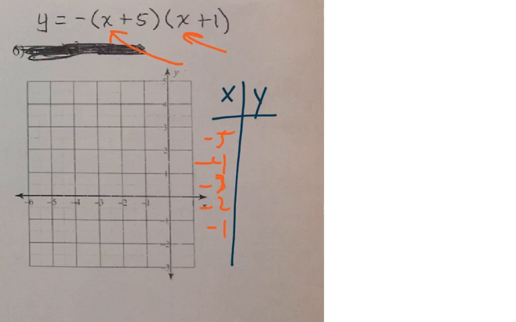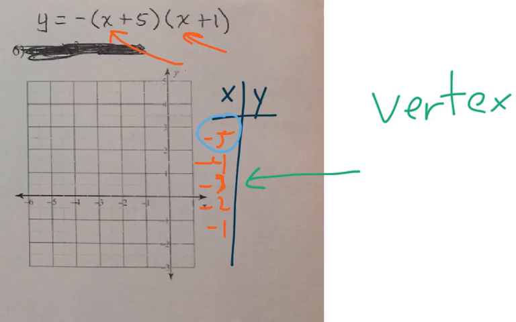Now, the cool thing I hope you realize, notice how the 3 right there is perfectly in the middle, right? That, ladies and gentlemen, is going to be our vertex. Okay? So, let's fill in the table. Let's start out with negative 5 here. So, negative of negative 5 plus 5 times negative 5 plus 1. Wait a minute. We already know that's a 0. So, that's going to be a 0, isn't it? And also, negative 1 is going to be a 0.